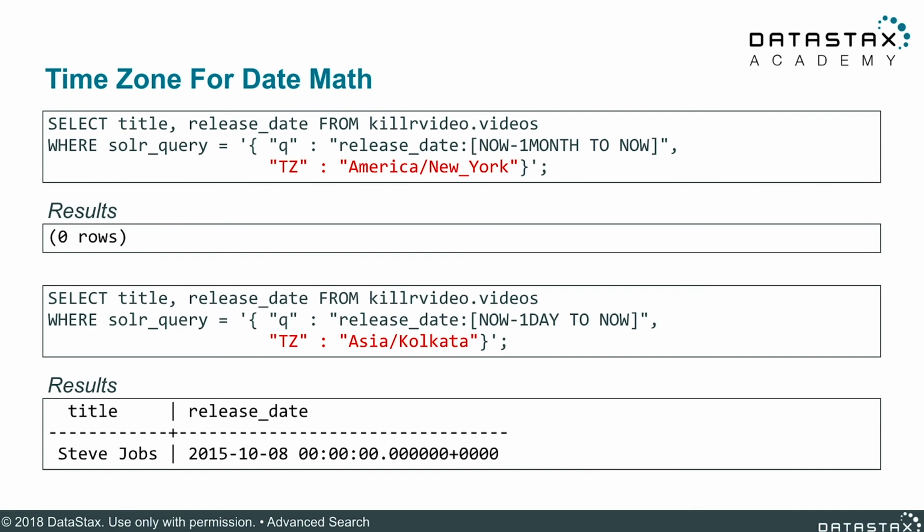You'll notice that in the first query, we specify that we want to reason about our dates using New York City time, and we don't get any results. In the second query, we do the exact same thing, except that we ask for results relative to the time in Kolkata. And in this case, we do get a result back. It turns out that the time zone difference from one side of the planet to the other had a big enough gap in this case that it affected our result set. So this is a good habit to get into when using date-based logic in searches.